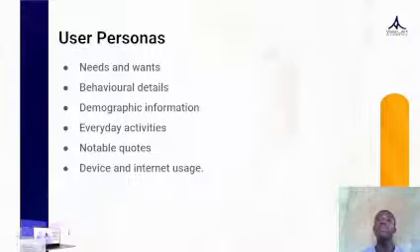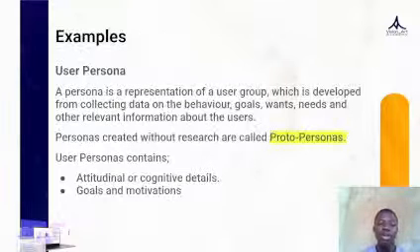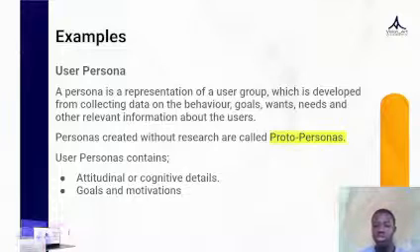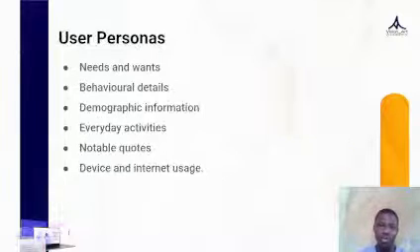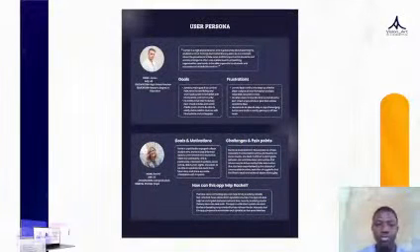So it is from your research you get all of this: their attitudinal or cognitive details, goals and motivations, needs and wants, behavioral details, demographic information, everyday activities, notable quotes, and device and internet usage. All of this is part of a user persona. So I'm going to give you an example of what a user persona looks like. So this is it.